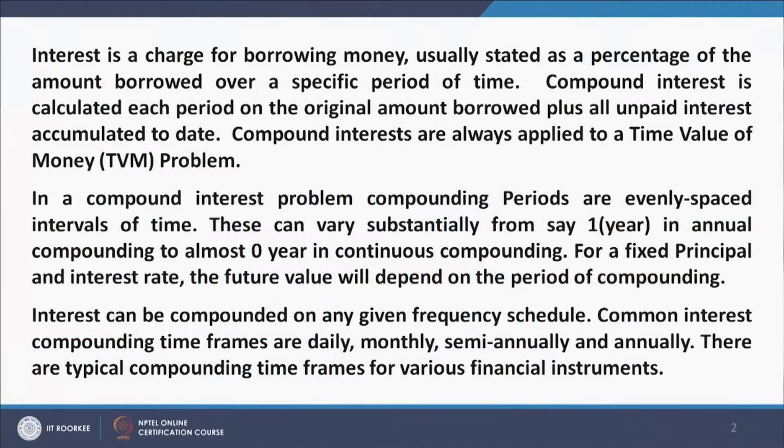In a compound interest problem, compounding periods are evenly spaced intervals of time. This can vary substantially from say 1 year in annual compounding to almost 0 year in continuous compounding. For a fixed principal and interest rate, the future value will depend on the period of compounding. Interest can be compounded on any given frequency schedule. Common interest compounding time frames are daily, monthly, semi-annually and annually.